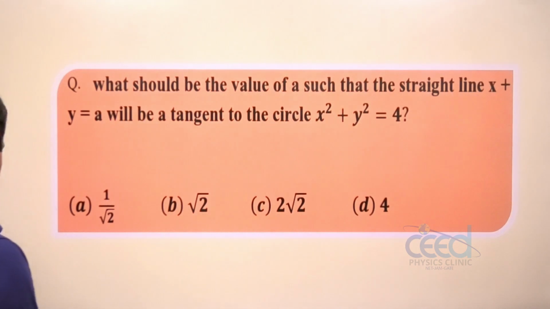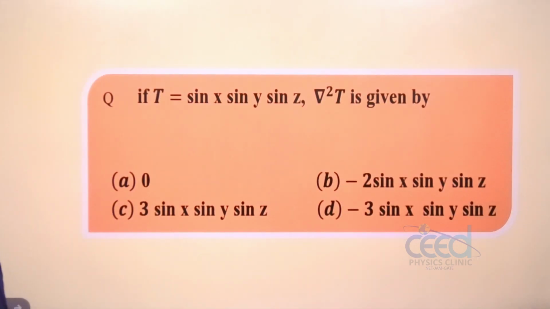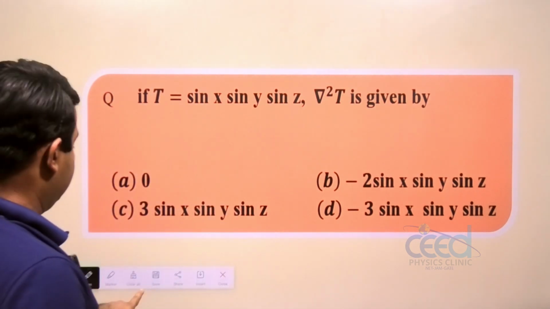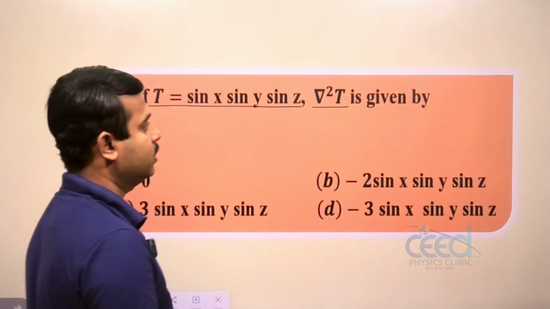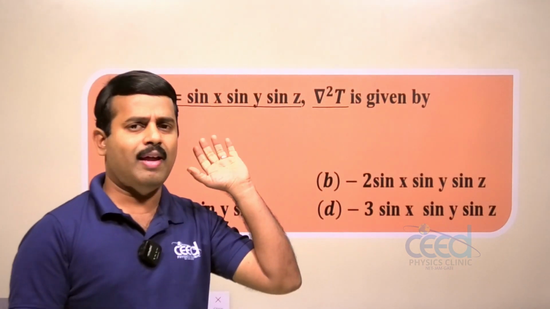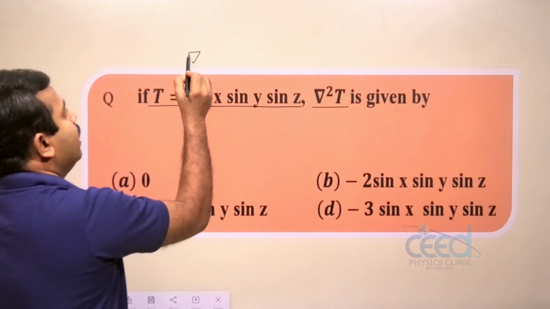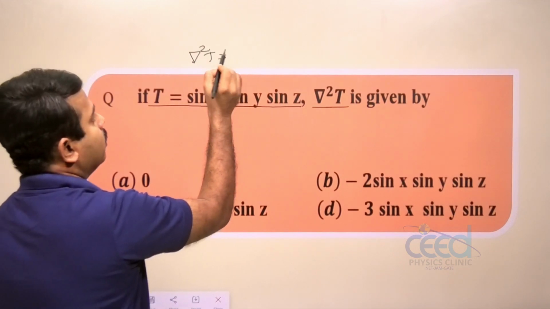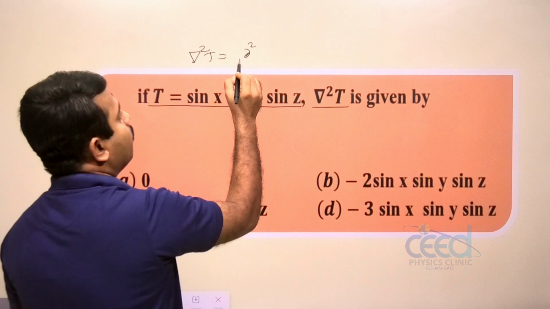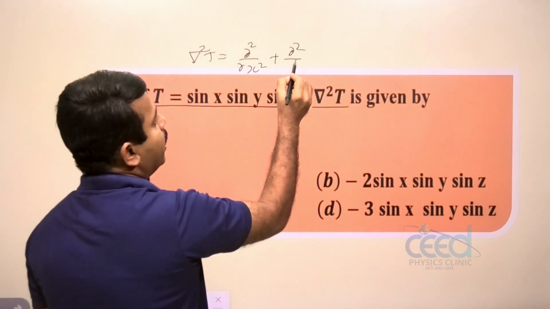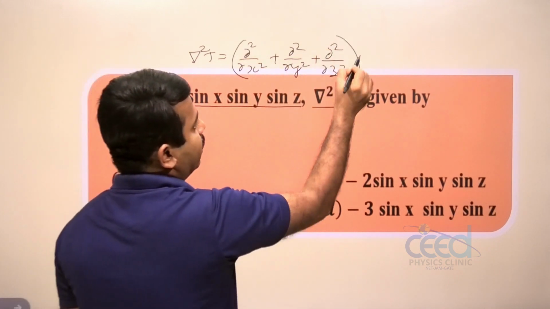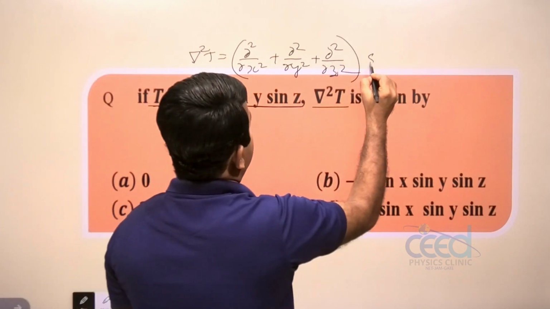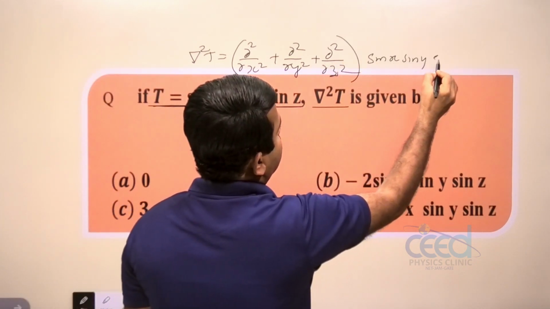Now let us go to another question. This is the last question. See, t is equal to sin x sin y sin z. Del square t is equal to, what is the del square operator we have seen? The Laplacian operator. What is its expansion? Del square t is nothing but dou square by dou x square plus dou square by dou y square plus dou square by dou z square of t. That t is given, what is that? Sin x, sin y, sin z.